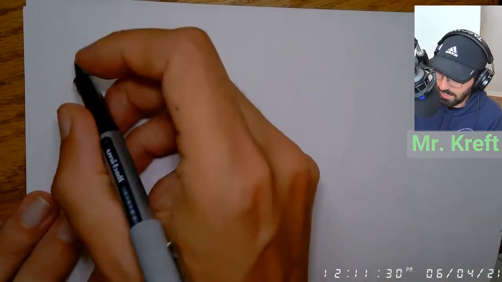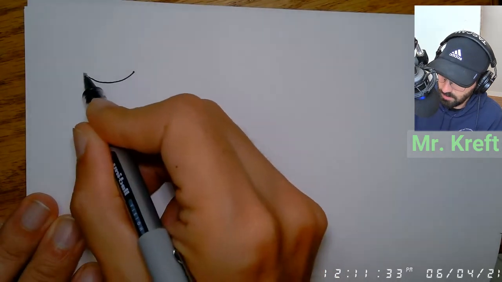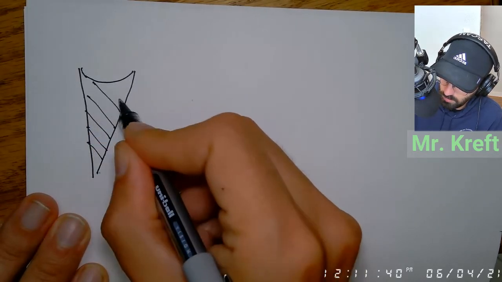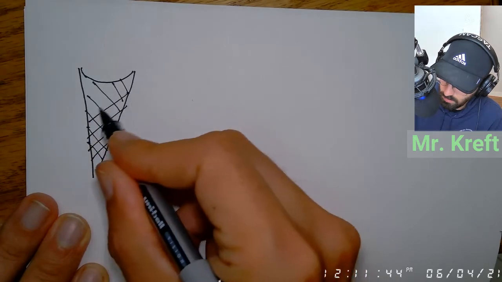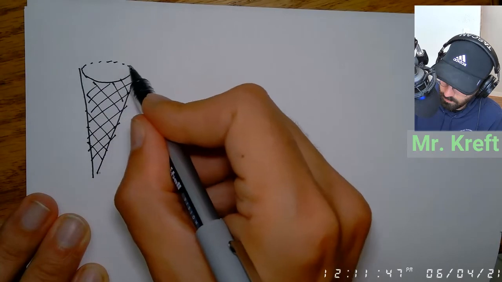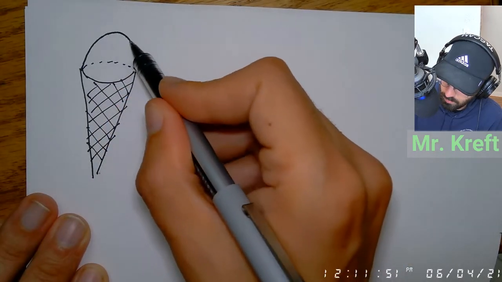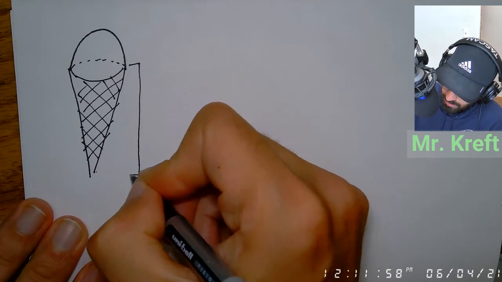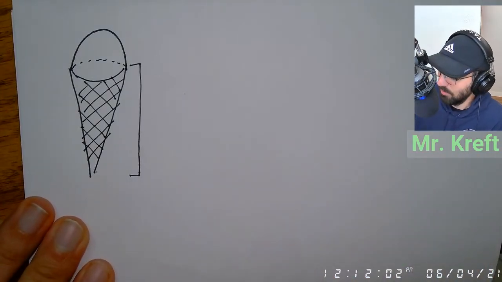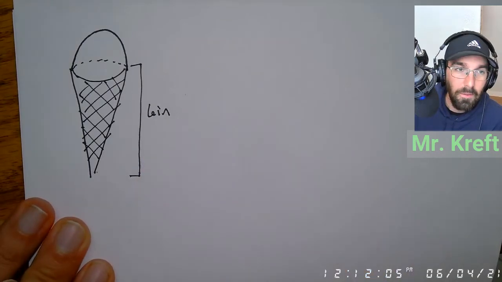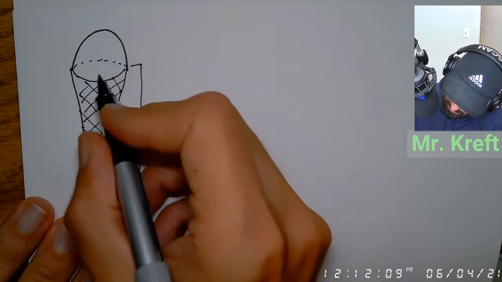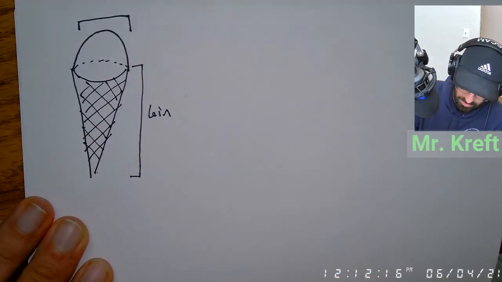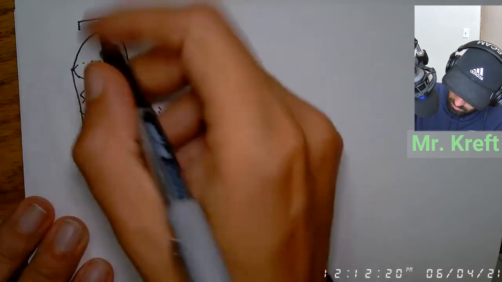All right, so here's our last one. We're going to have an ice cream. So we're going to have a waffle cone with some ice cream. Let's say the waffle cone is 6 inches. And then across the top here, what would be a good ice cream width? Like how many inches? 5 inches?